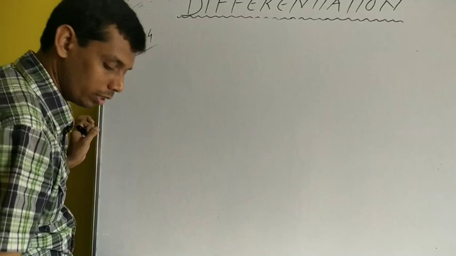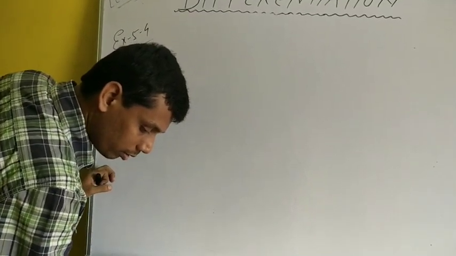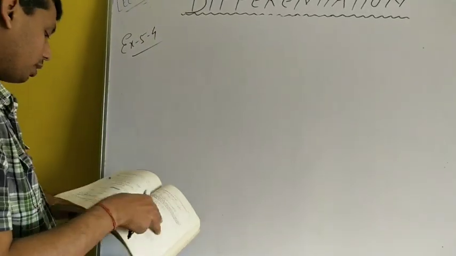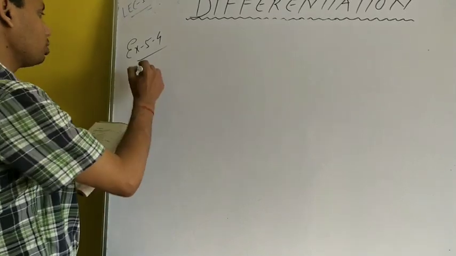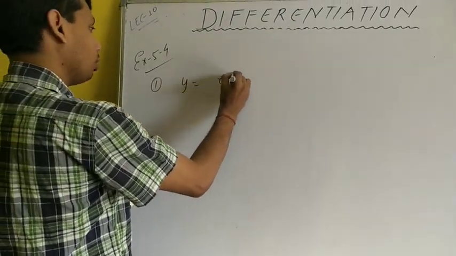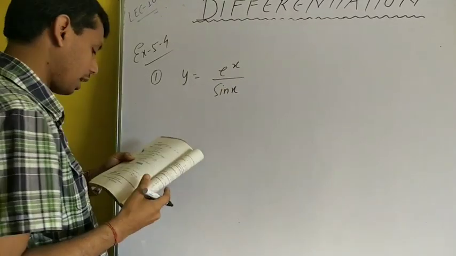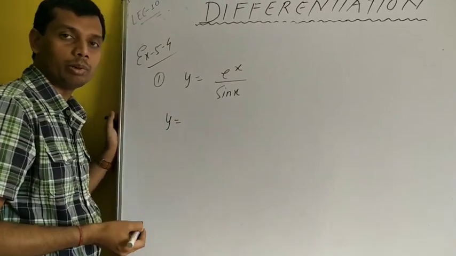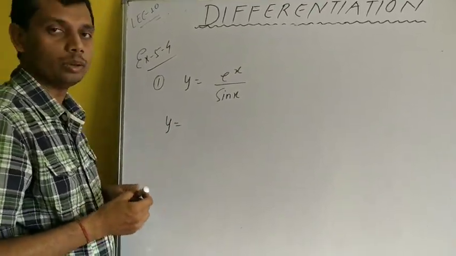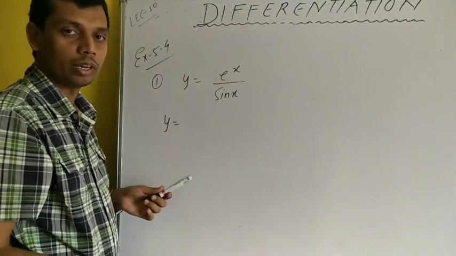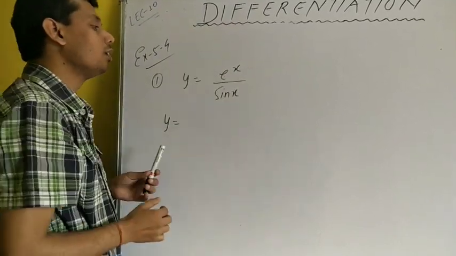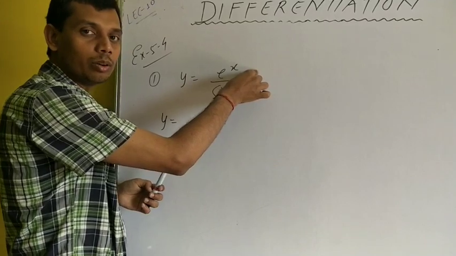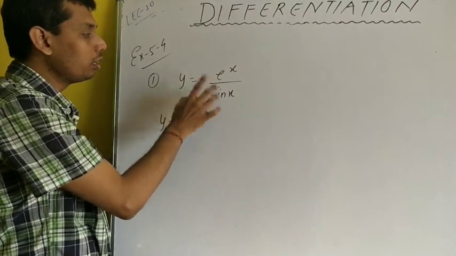Exercise 5.4. In exercise 5.4, just 10 questions are there. The first question is y is equal to e to the power x by sin x. Now it completely depends upon you how you want to differentiate this function. This 1 by sin x can be written as cosec x also. So you either solve in the form of u into v, that is e to the power x into cosec x, or you solve by u by v.